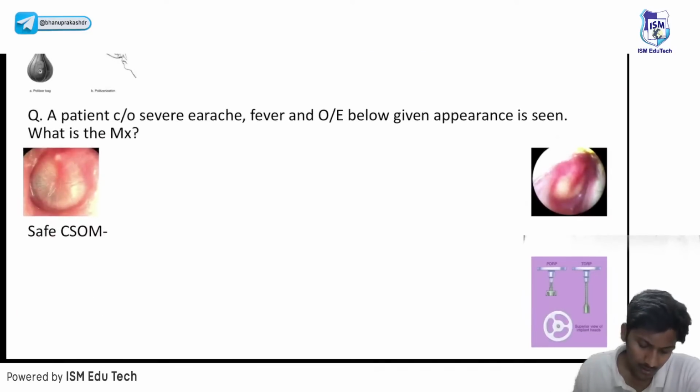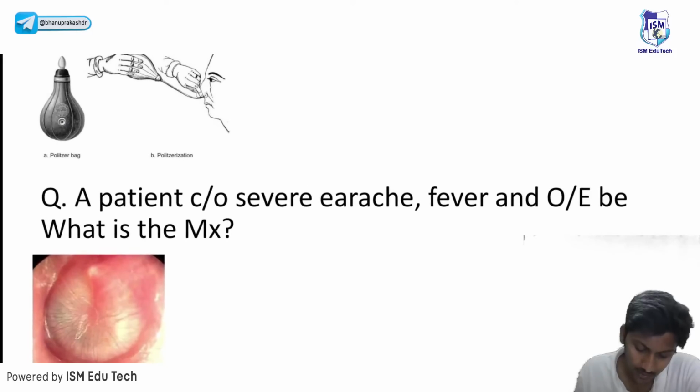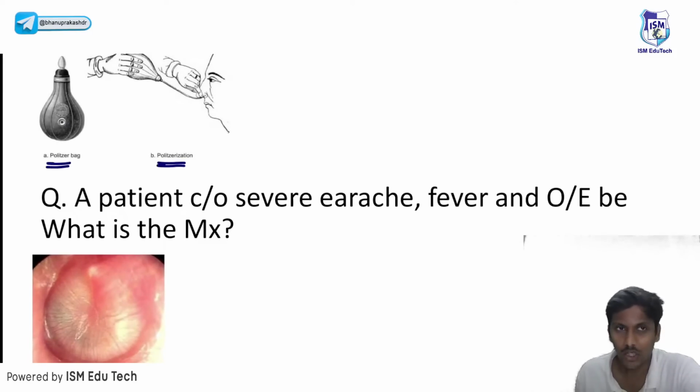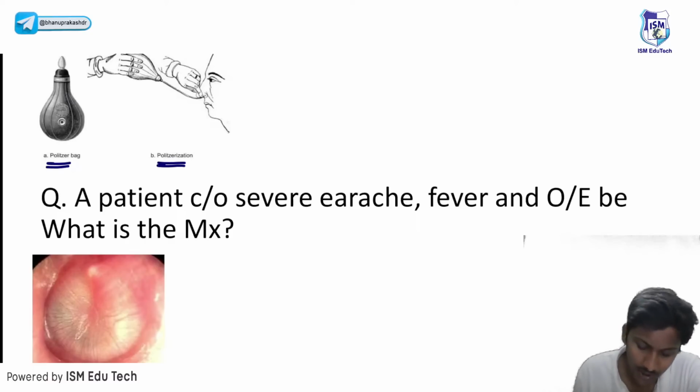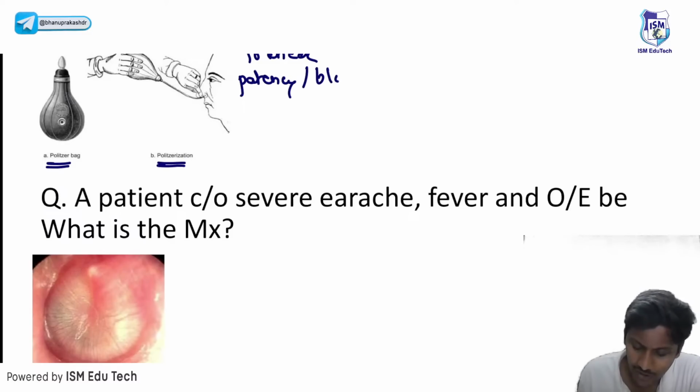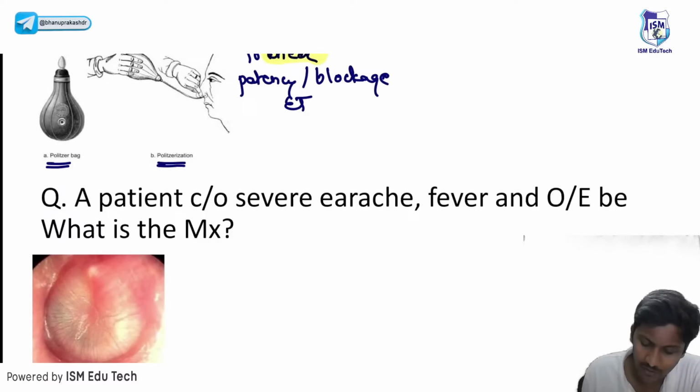Okay. Next, what is this? This is called the Politzer bag, and this method is known as Politzerization. What can you do with this? This Politzer bag, or this method of Politzerization, is used to check the patency or the blockage of the eustachian tube. So please remember, it will help you to check the patency or the blockage of the eustachian tube.